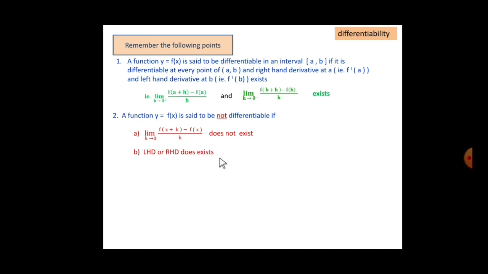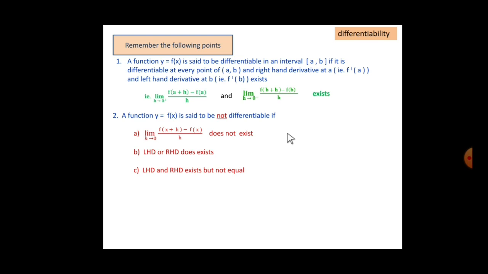The second point is that the left hand derivative or right hand derivative does not exist, any one does not exist. The third point is that the left hand derivative and right hand derivative exist, but they are different, that is they are not equal. If any one of these conditions holds, we say that the function is not differentiable. So this is whatever I discussed, this is the theory part.